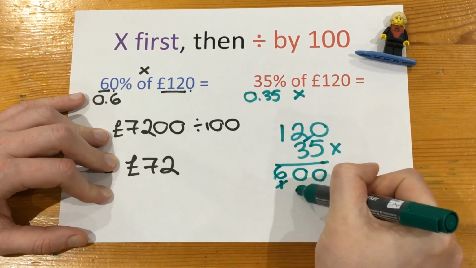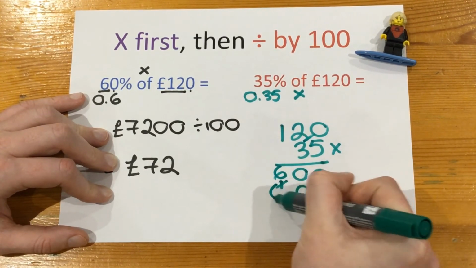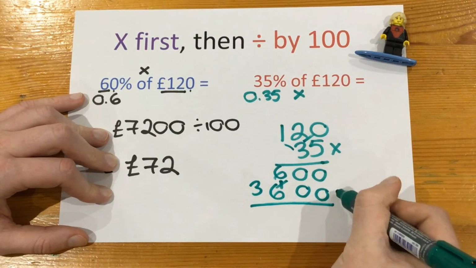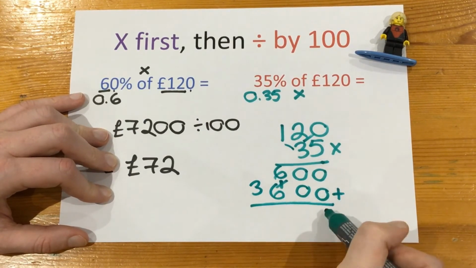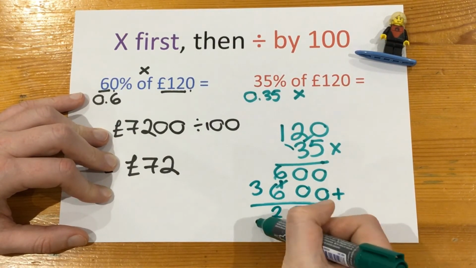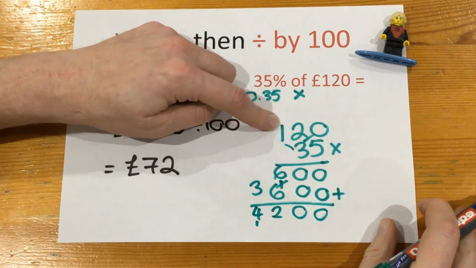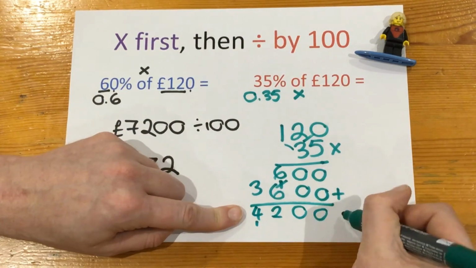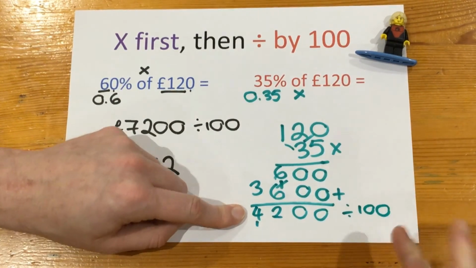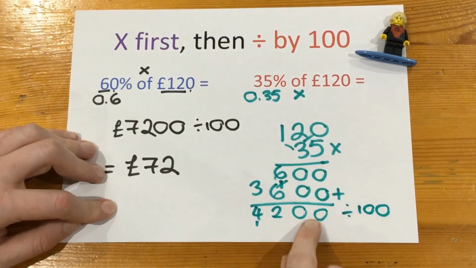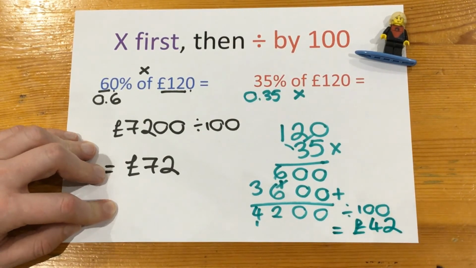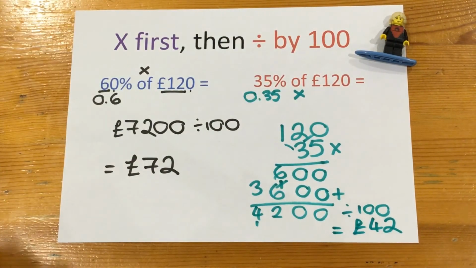3 times 0 is 0. 3 times 2 is 6. And 3 times 1 is 3. And then there's my two products. So I add them together to find the sum. 0, 0, 12, and 4. So 120 multiplied by 35 is 4,200. I now need to divide this number by 100 because I've multiplied. Divided by 10 is 420. Divided by 10 again is £42. And I know that's correct. 35% of 120 is £42.